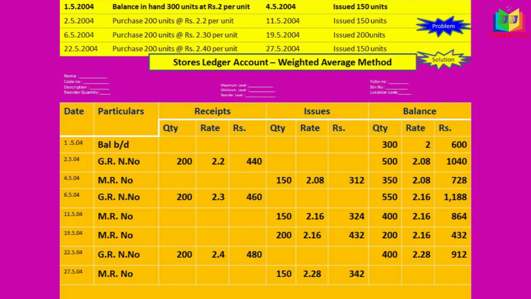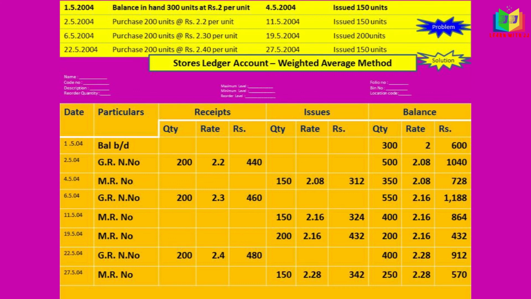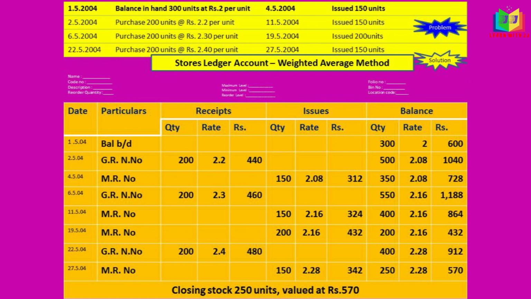That is 2.28. It is 150 units, so 150 into 2.28 will get 342, and the balance will be 400 minus 150, which is 250, and the rate will be 2.28, so the amount is 570. We have entered all the purchases and issues, so it is time for us to calculate the closing stock. The closing stock is 250 units and it's valued at 570.